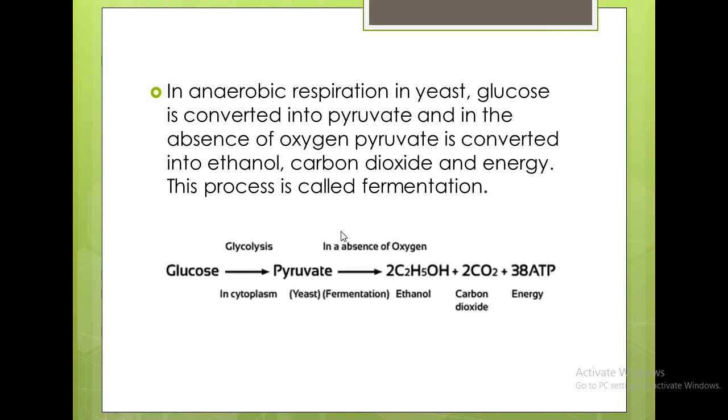And this is what I told you in 8th standard. Maybe you have tried this in your class activity. Glucose first becomes pyruvate. It takes place in the cytoplasm, right? And then this pyruvate, in the absence of oxygen, gets fermented. That means fermentation means alcohol is produced, and carbon dioxide and energy are released, right?